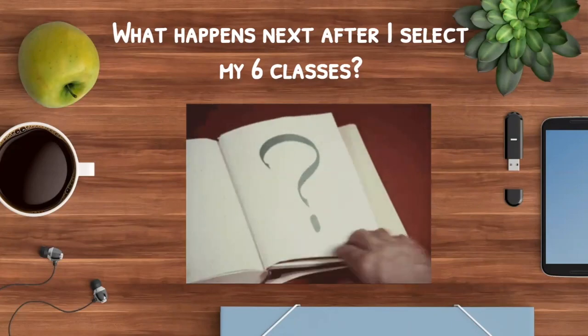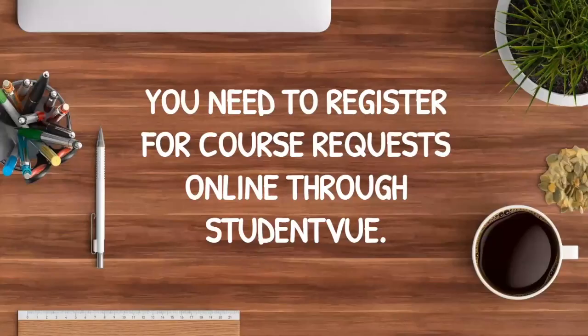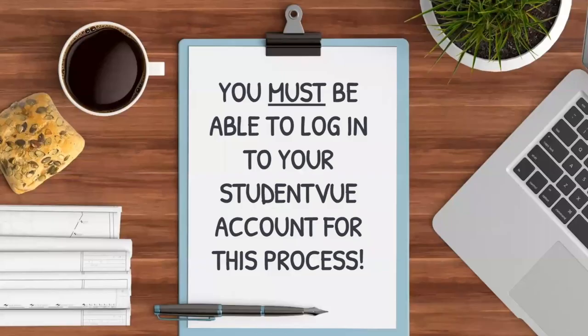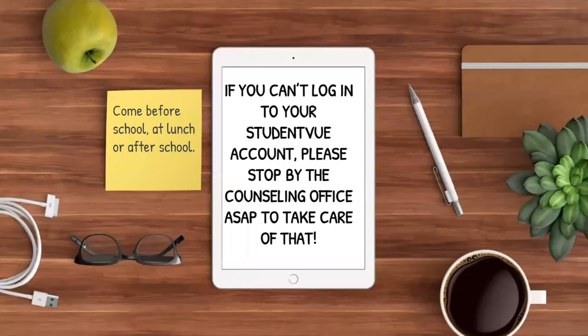So to do that, we're going to go through Student View. All of your course requests are going to be online and put into Student View. If you do not have access to your Student View, you're going to need to make sure that you get it so you can do this. So you'll want to come into the counseling office. You can come before school, at lunch, or after school, and we can help get you set up and logged on so you're able to request your classes.